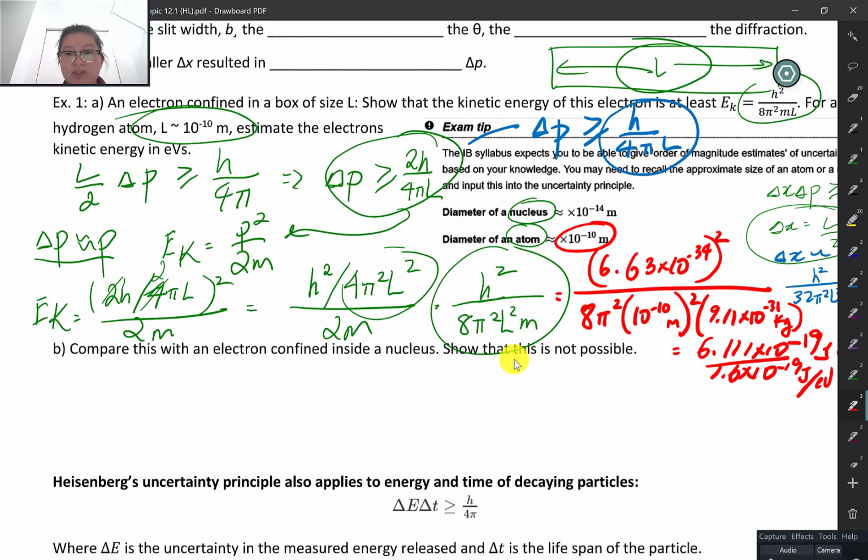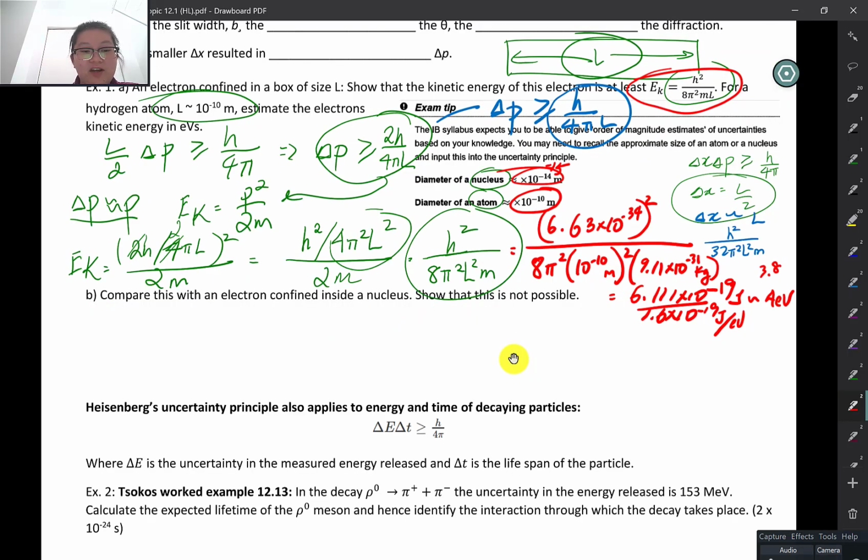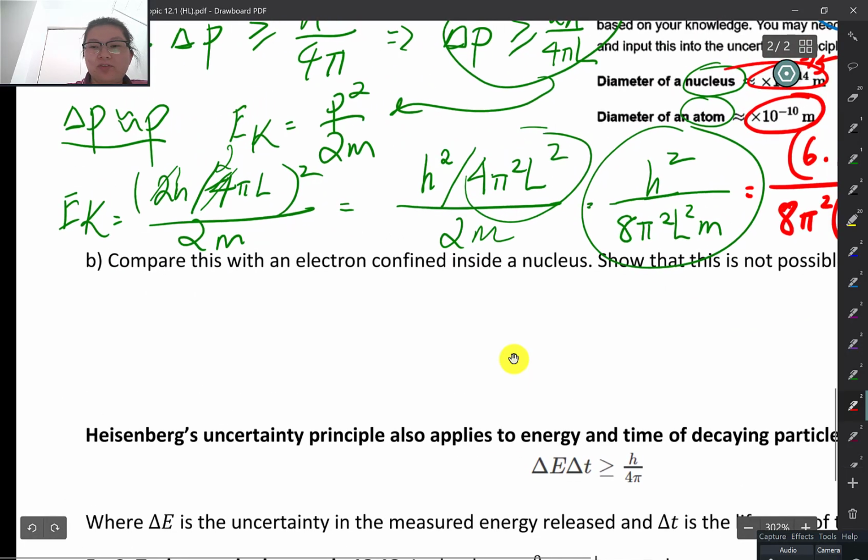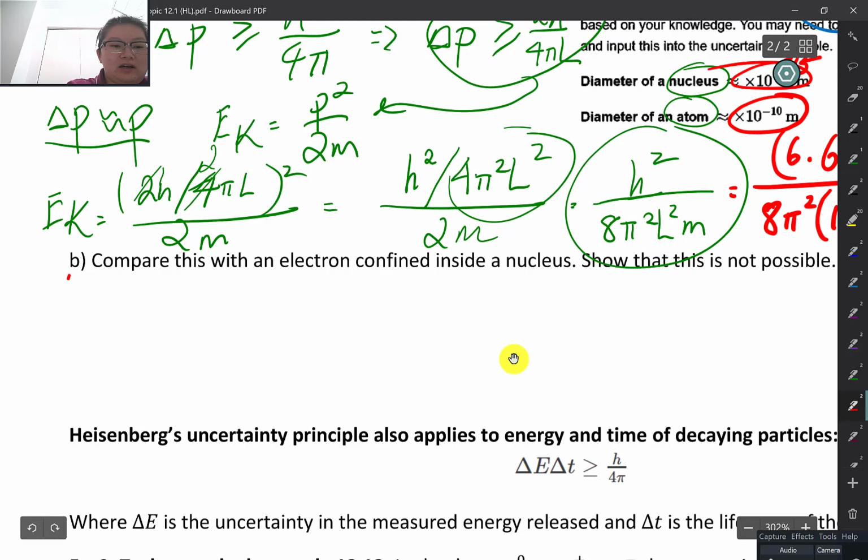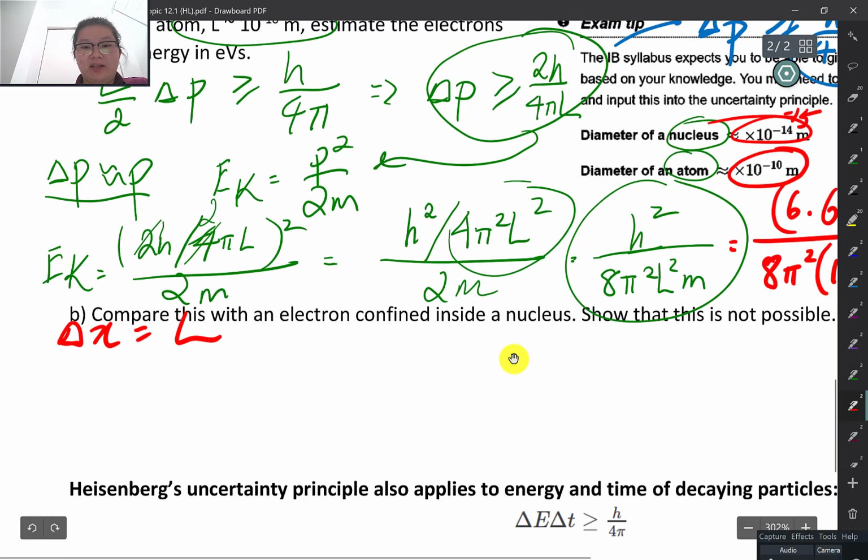Now we're going to use the same model, and we are going to show what happens if we try to confine an electron inside a nucleus and why that is not possible. So let's see what happens if we confine this electron inside a nucleus, in which I'm going to use the uncertainty in our position to be exactly the length of the box. So we'll see how that plays out.